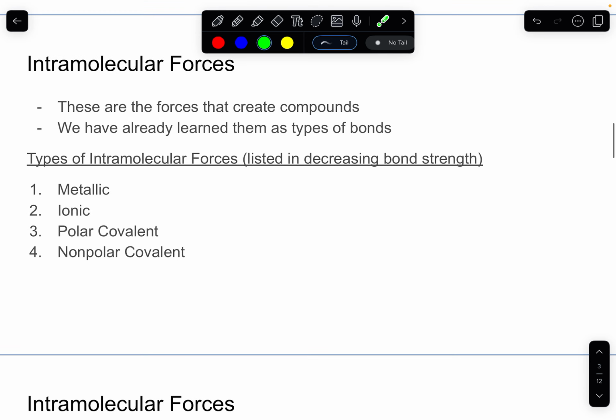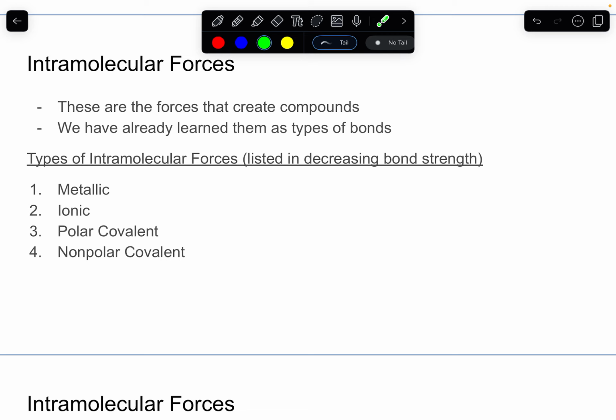Okay, moving on to how we use these prefixes to describe forces. First up, we have intra, within a single molecule forces. Okay, intramolecular forces, these are the forces that create compounds. And you've actually already learned these. We learned them as types of bonds. So here are the 4 types of bonds that we covered for intramolecular forces, and they are listed with the strongest bond first. Okay, so the strongest intramolecular force, that's going to be metallic bonding. A little weaker is going to be ionic. Weaker still, polar covalent. And then the weakest, nonpolar covalent.